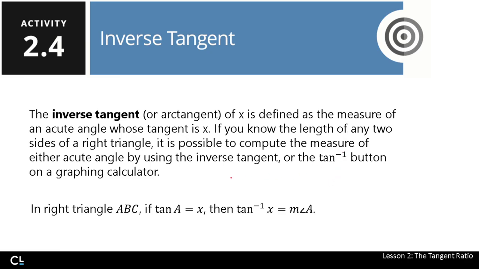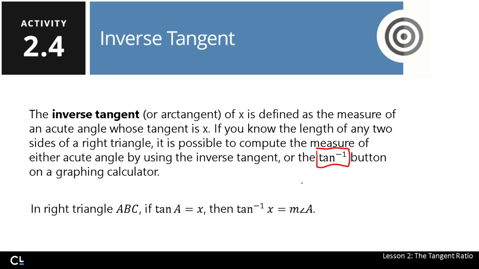And now the big thing that we have to do here is, if you have a graphing calculator, our inverse tangent button looks like this: tangent with that little -1. That little -1 means inverse. So if we look down below, it says in right triangle ABC, if tangent of A equals x, then the inverse tangent of x equals the measure of angle A.